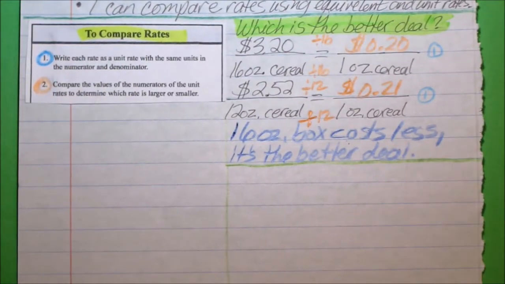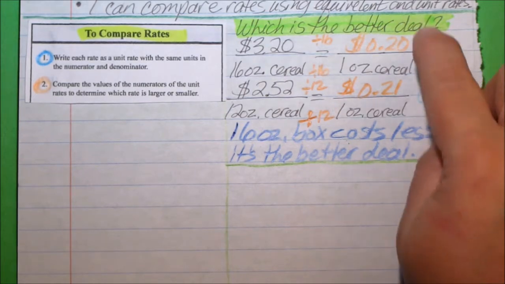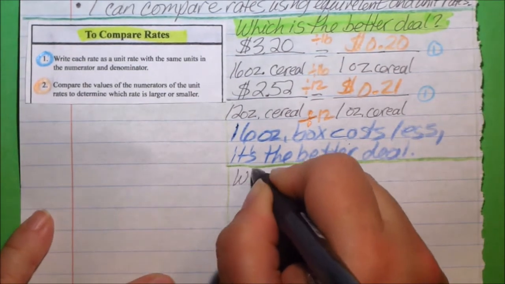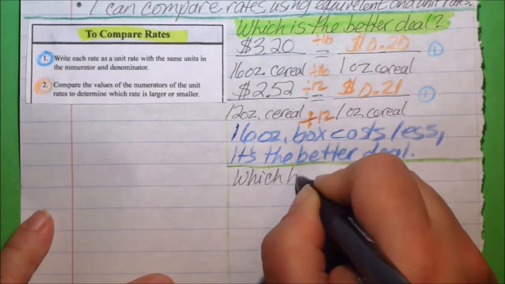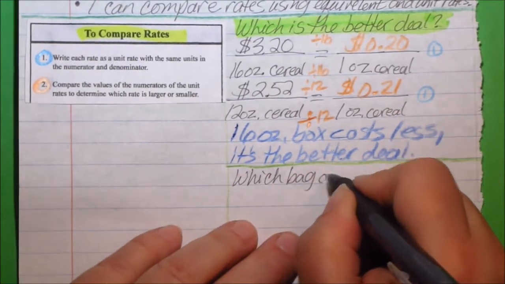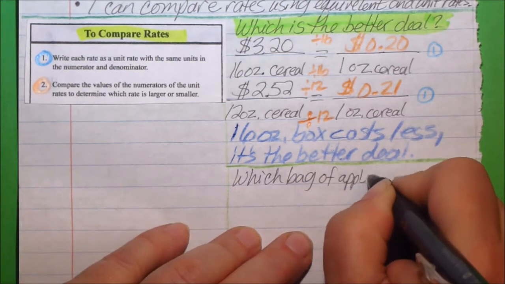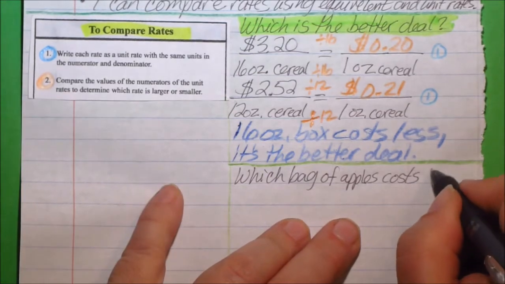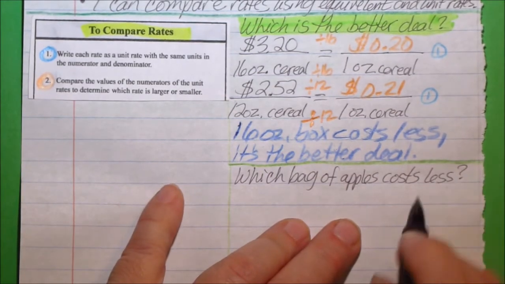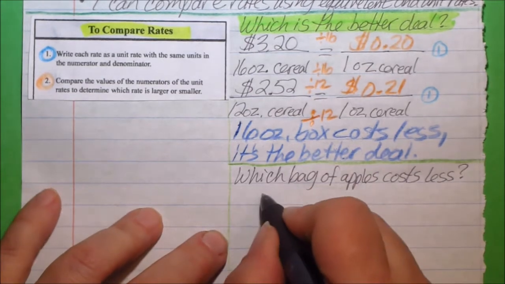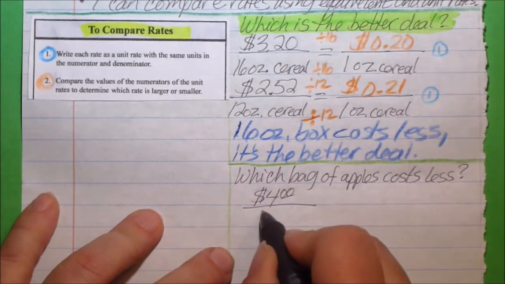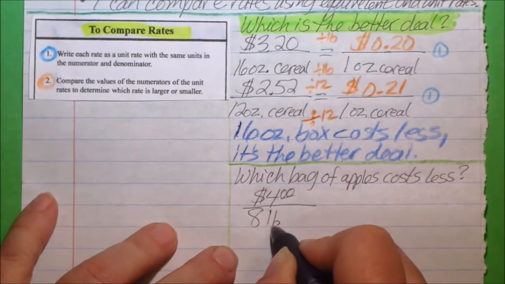Okay, so that's our first example of comparing rates. And that was unit rates in that case. All right, our second one. Which bag of apples costs less? Right? So the first one is $4 for an 8-pound bag. For 8 pounds.